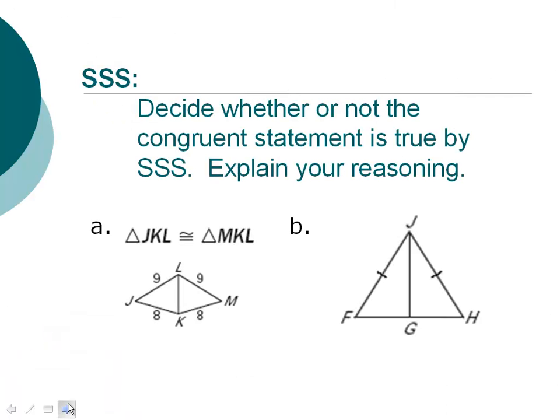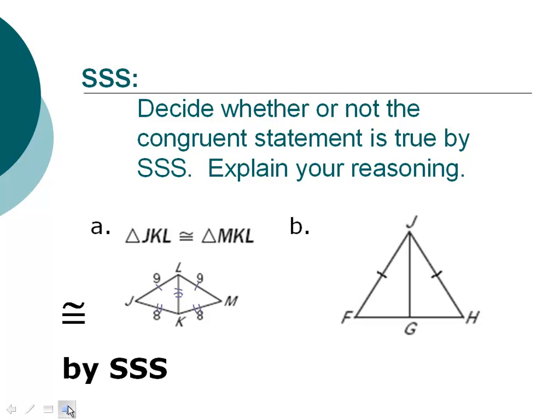Let's see here. Decide whether or not the congruent statement is true by side, side, side, and explain your reasoning. This example is on the back of your frame, so just flip to the back. First of all, let's look at this. We know that these 2 sides are the same. They're both 9. We know that these 2 sides are congruent because they're both 9 as well. And we know that these 2 are the same by the reflexive property, which we talked about yesterday. So are these 2 triangles congruent? Yeah, by side, side, side, they're congruent.